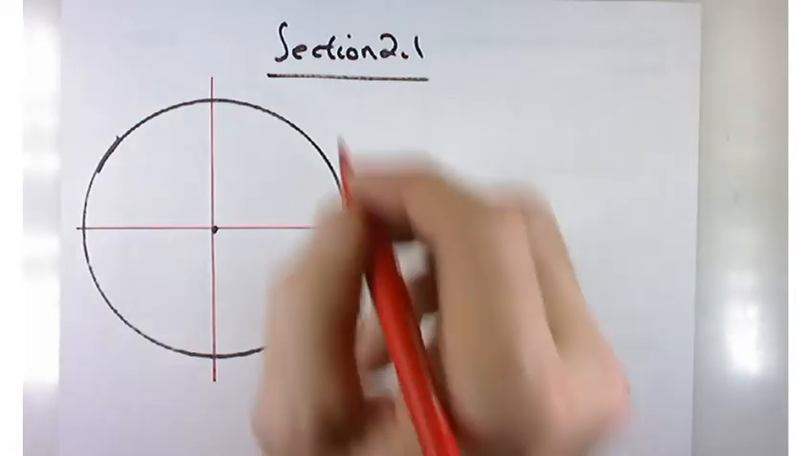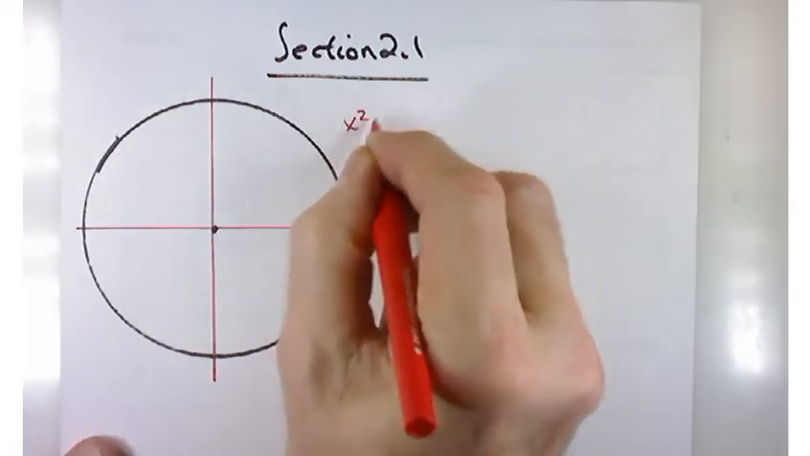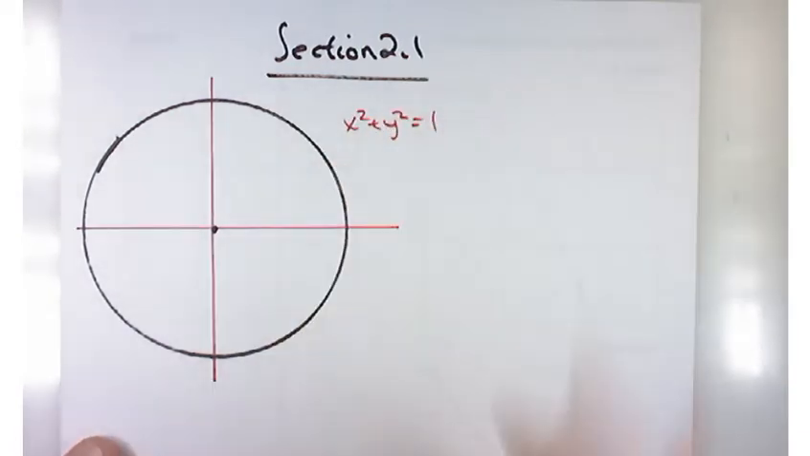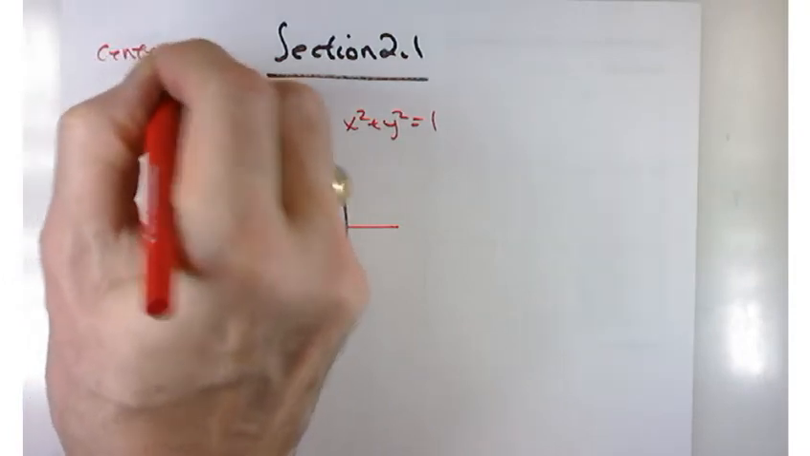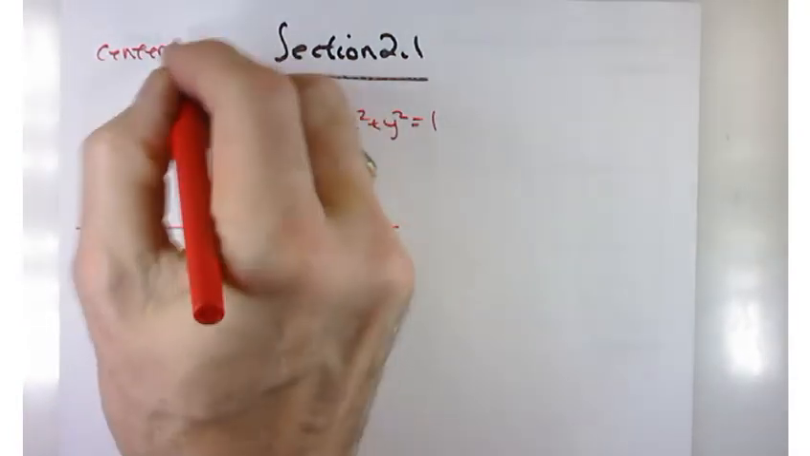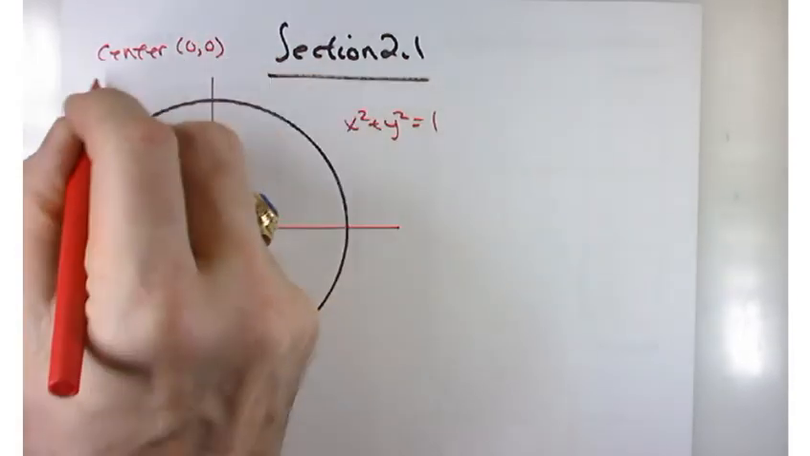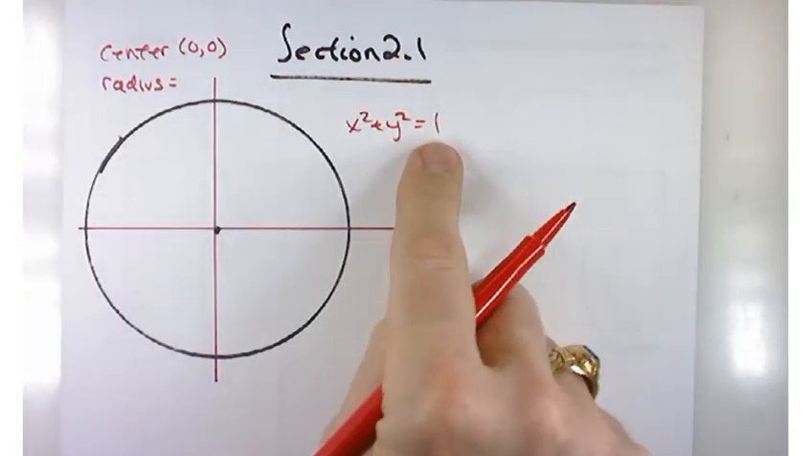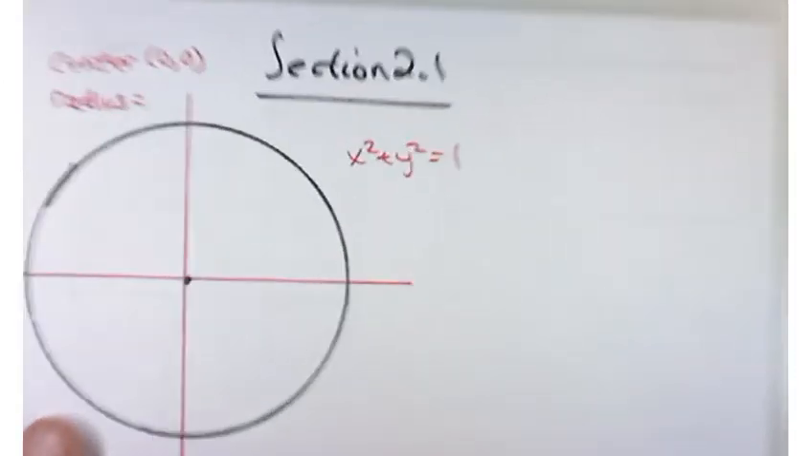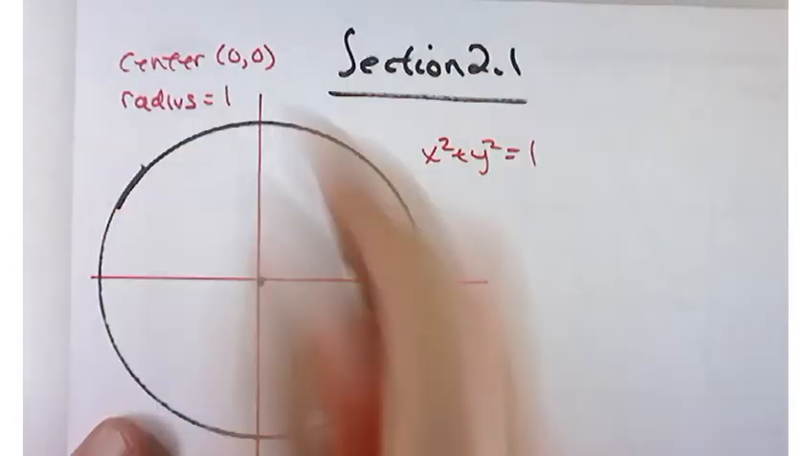The equation for this is x squared plus y squared equals 1. And just a reminder from your algebra classes, the center of this is at 0, 0. What's the radius? Does anyone remember that one? What's the radius of this going to be? 1. So center at 0, 0, and a radius of 1.